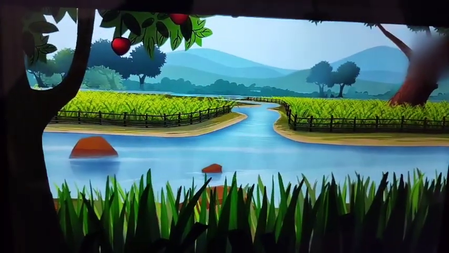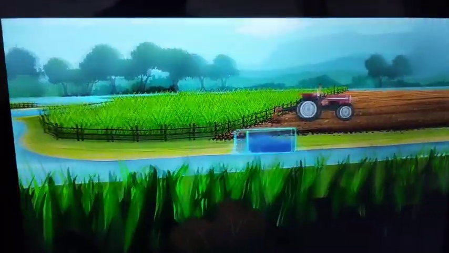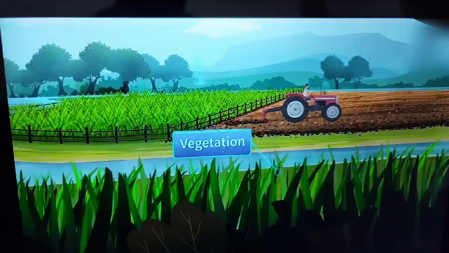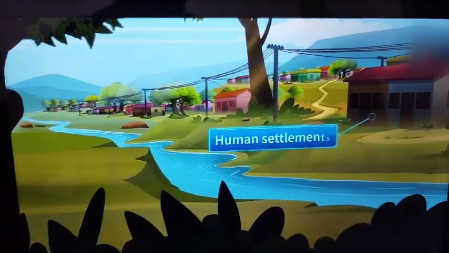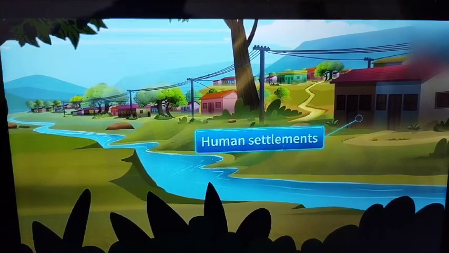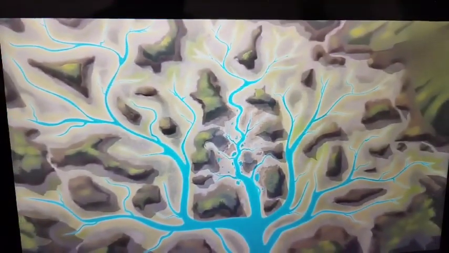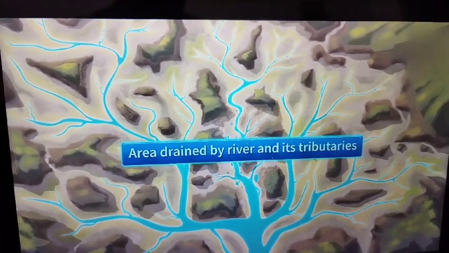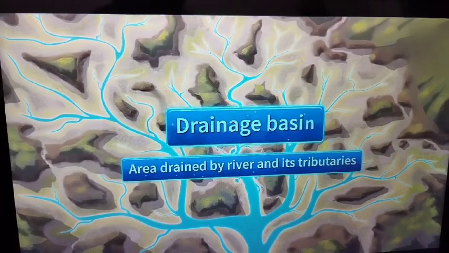When a river, along with its tributaries, drains an area, it affects that area in many ways. Vegetation, agricultural patterns, and human settlements can all be affected by this. The area drained by a river and its tributaries is called a drainage basin.